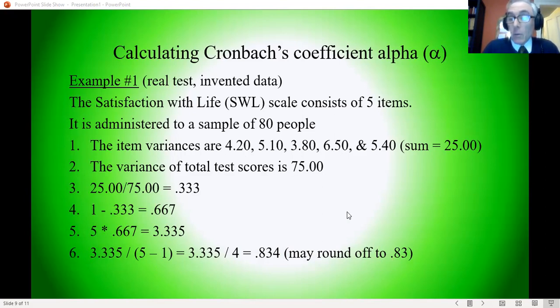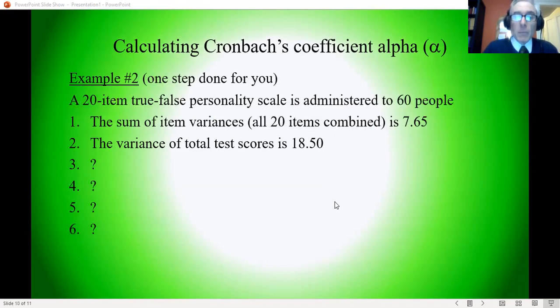That would be it. So that is a number of steps, but each step is pretty easy once you have the raw data to work with. So let's walk through another.